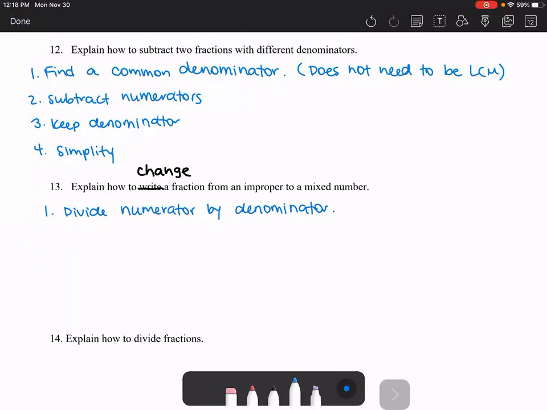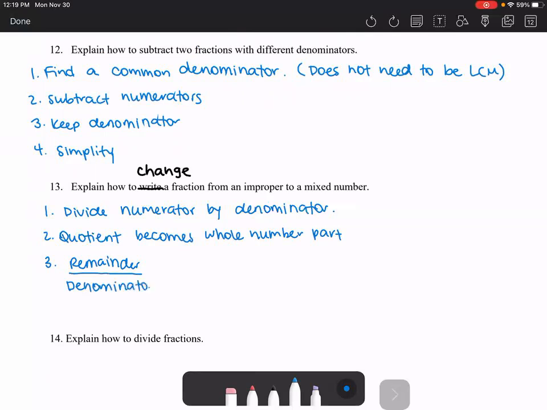Remember, every fraction has an implied division problem there. A lot of times we can think of the fraction bar as a division bar. So there's an implied division that we do there. And then the quotient becomes the whole number part, and the remainder over the denominator becomes the fraction part.